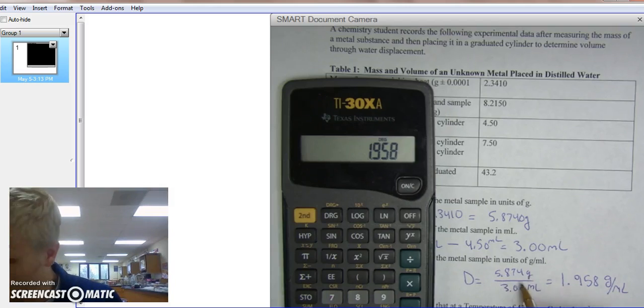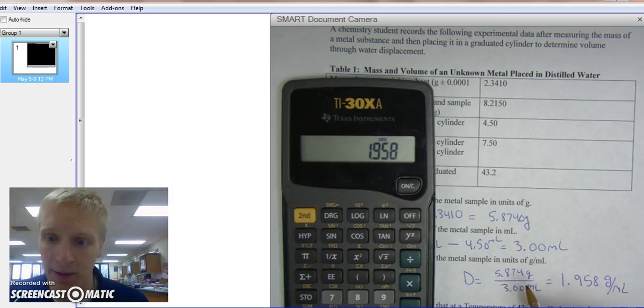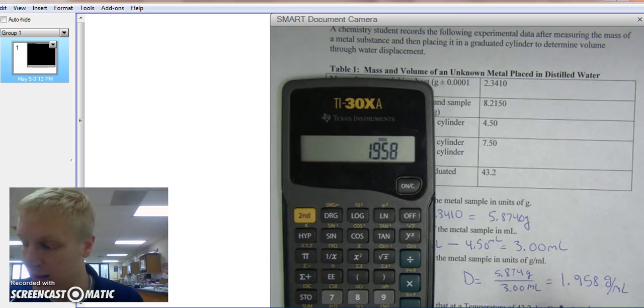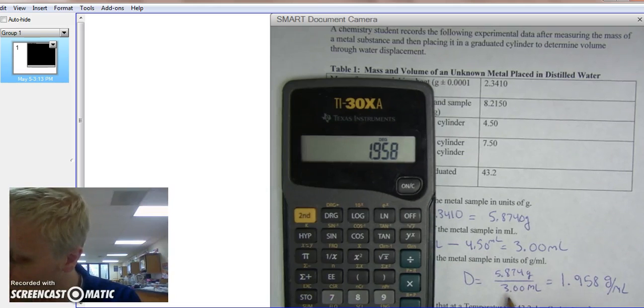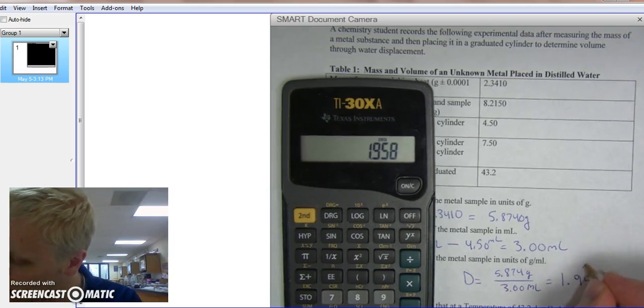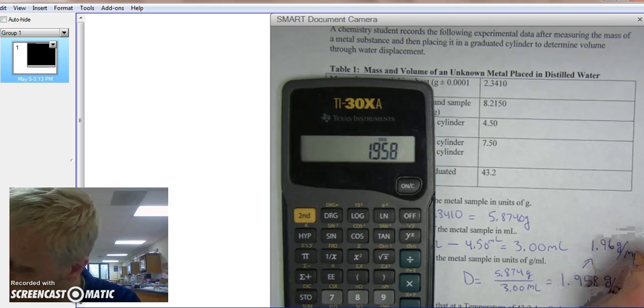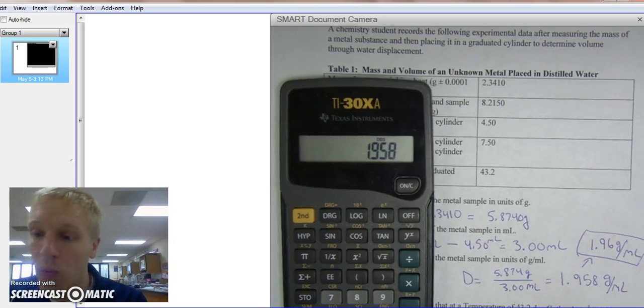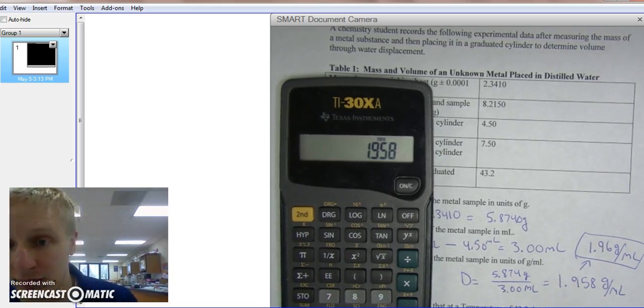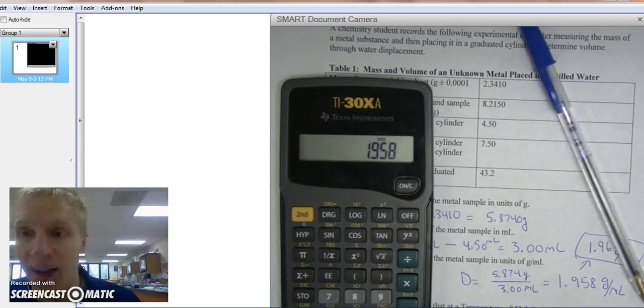We've got division, so that's not the least amount of decimals. When you do multiplication or division, it's going to be the least amount of significant figures. 1, 2, 3, 4, 1, 2, 3. So we want to round this to 3 sig figs. 1.96 grams per milliliter would be our final answer. And that is how you do a lab-based problem.